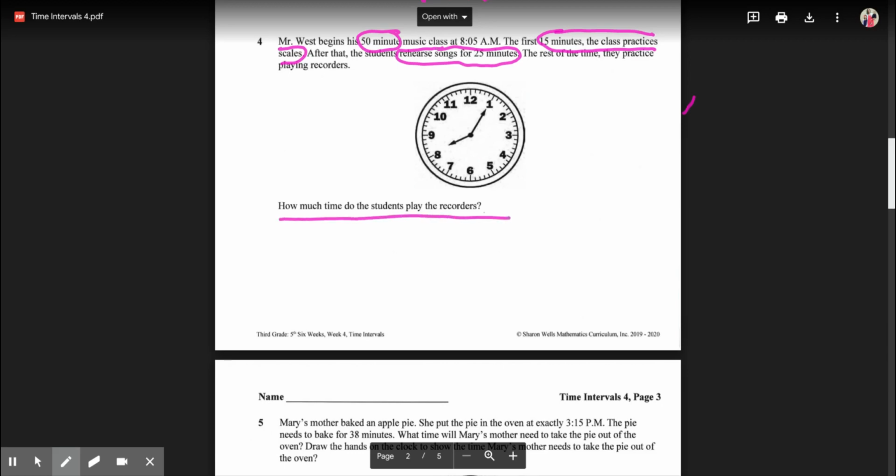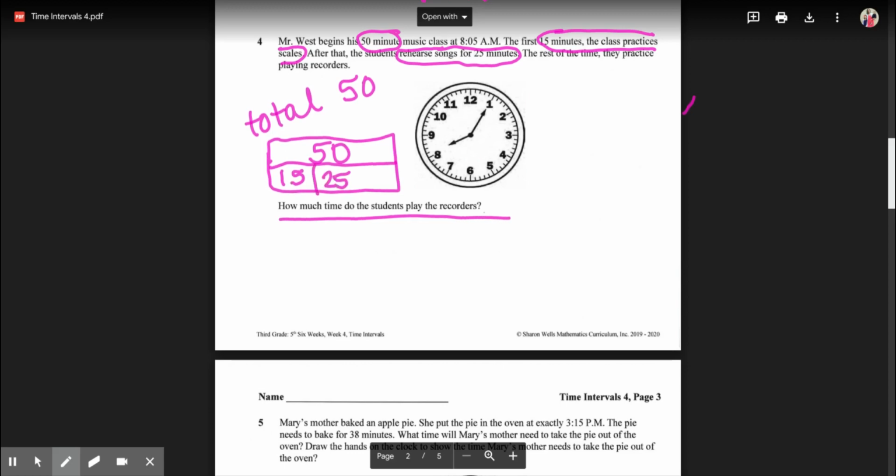Well, they're there for a total of 50 minutes, okay? So we can almost kind of think about this as a strip diagram. I know they have that clock there for us, but we might not need it. We know 50 minutes is the total amount of time that they're in the class. We know that 15 of those minutes is spent practicing scales.